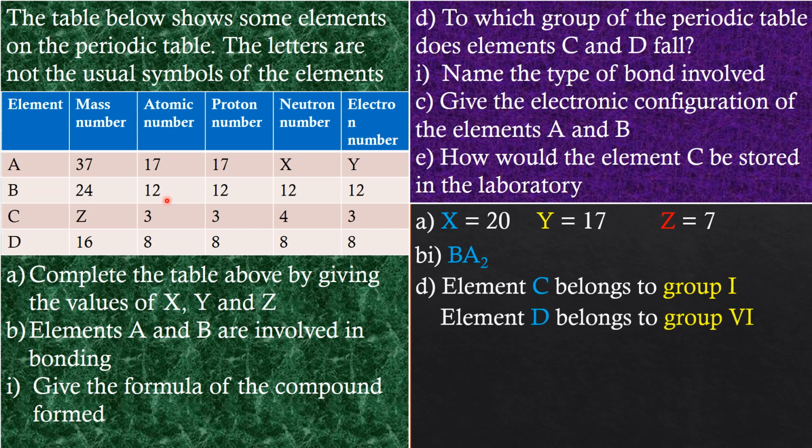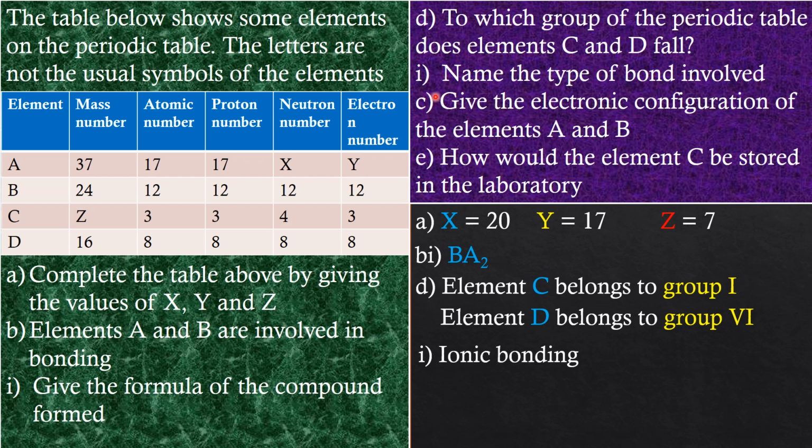And friends, don't forget that the groups are written in Roman numerals only, while the periods are written in Arabic numerals. Then the next part asks for the type of bond involved. Element C belongs to group 1, element D belongs to group 6. C is a metal, D is a non-metal, and the bond formed between a metal and a non-metal, guys, is known as ionic bonding.